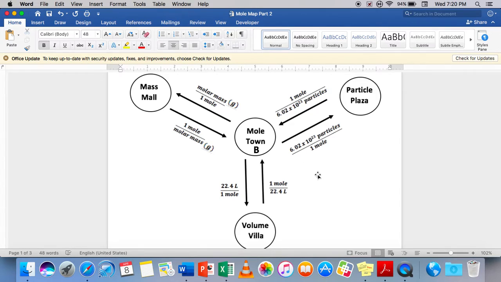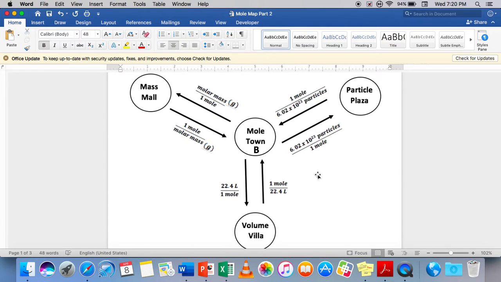So you have to add this setup to the right-hand side of your paper, of your mole map. It's going to look very, very similar, the only difference is the A, and now we have the B. So think of this as two towns that need to be connected.